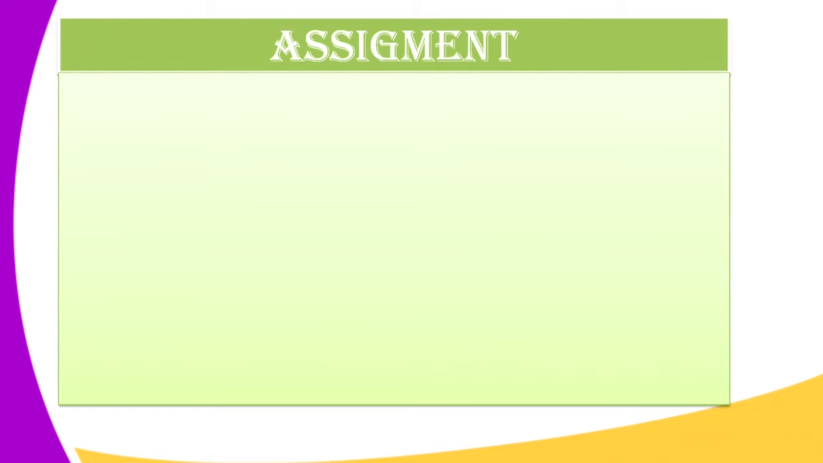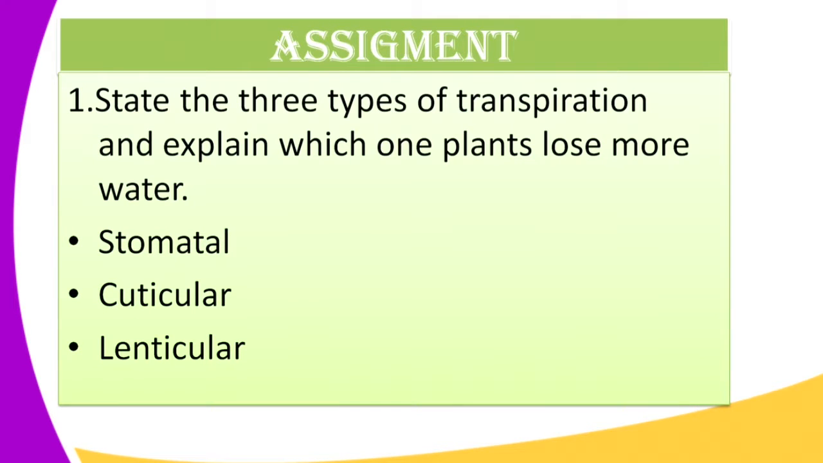So let us first look at the previous assignment. Question number 1 was, state the 3 types of transpiration and explain which one plants lose more water. So we had discussed earlier the 3 types of transpiration. We have stomatal, cuticular, and the lenticular. And the type in which the plants lose more water is through the stomatal transpiration.